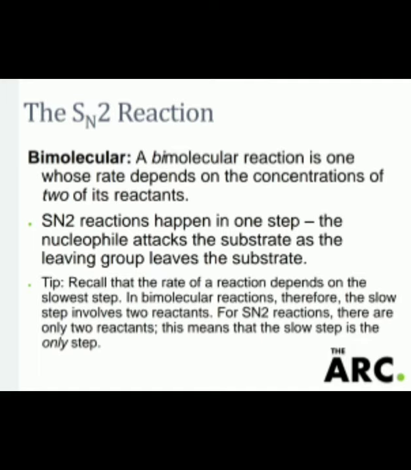Here is a tip: you can recall the rate of reaction depends on the slowest step. In a bimolecular reaction, therefore, the slow step involves two reactants. In the SN2 reaction, there are only two reactants. This means that the slow step is the only step.